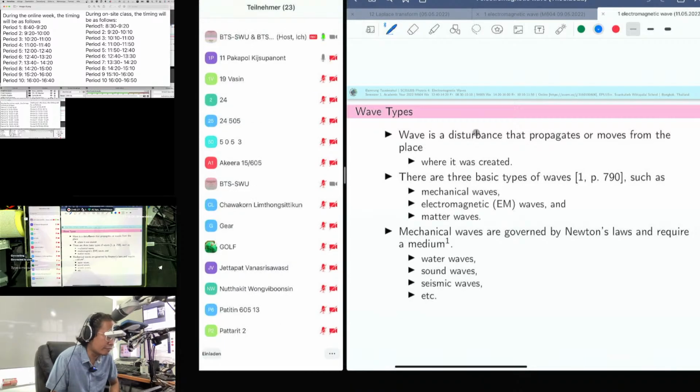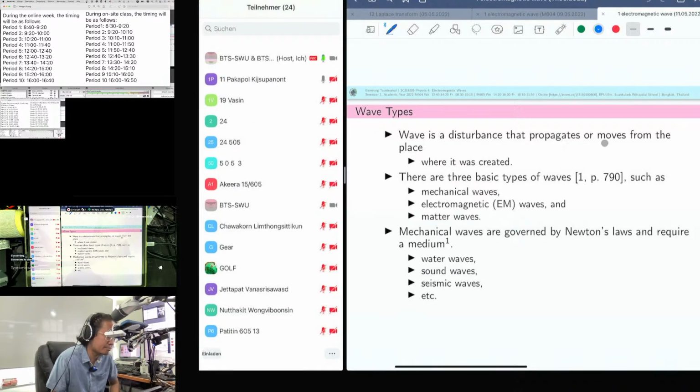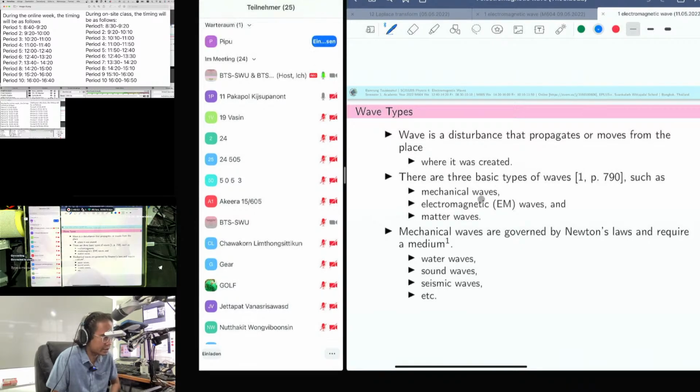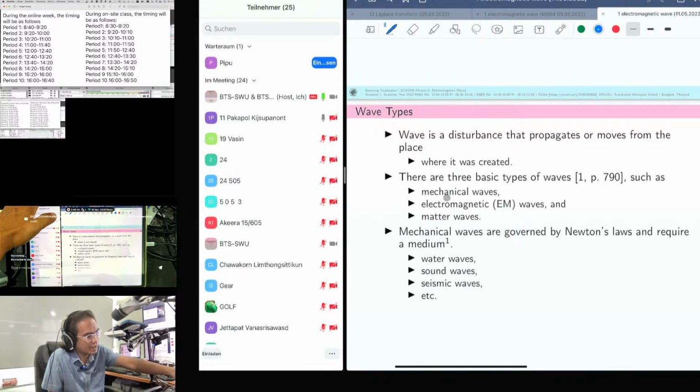What is the meaning of wave? Okay, wave is the disturbance that propagates, or the fluctuation or the vibration of something that propagates or moves from the place where it was created. So it's from the source actually. So finally, the scientists have classified them into three different categories. The first one is mechanical wave.